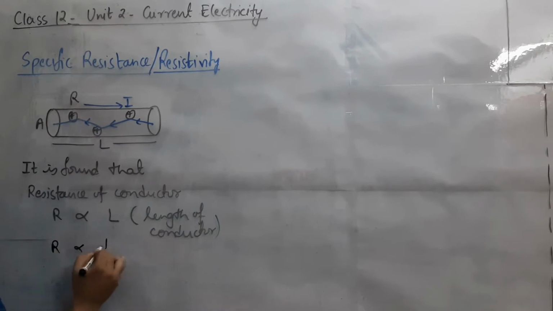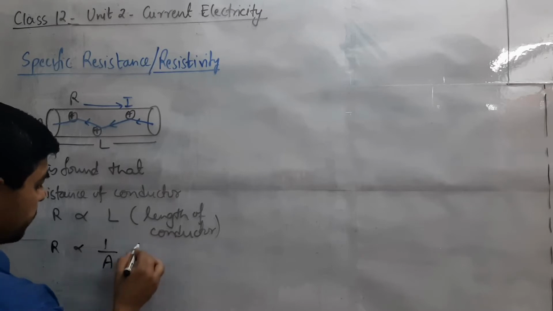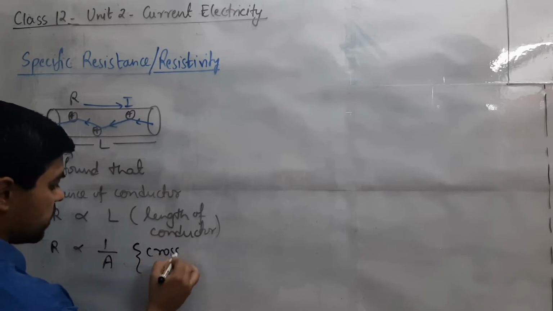So another relationship we have is that R is inversely proportional to cross section area. Here A means the cross section area of the conductor.